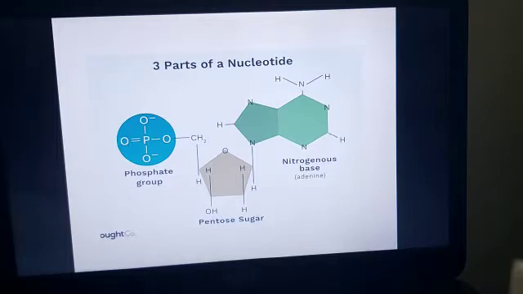So here the nitrogenous base is of four types. There are four different types of nitrogenous bases in the DNA. They are adenine, denoted as A, guanine, denoted as G, cytosine, denoted as C, and thymine, denoted as T. So there are four types of nitrogenous bases. Pentose sugar is present as well as the phosphate is present.